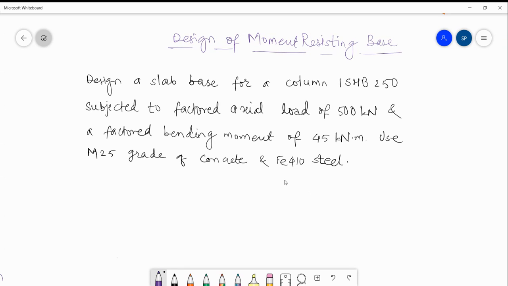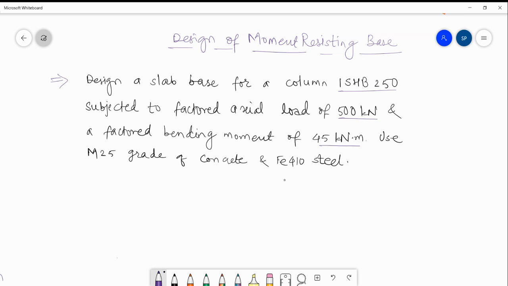Hello friends, today we will see design of moment resisting base. This is the numerical for which we will be designing moment resisting base. Design a slab base for a column ISHB 250 subjected to factored axial load of 500 kilonewton and a factored bending moment of 45 kilonewton meter. Use M25 grade of concrete and Fe410 steel.